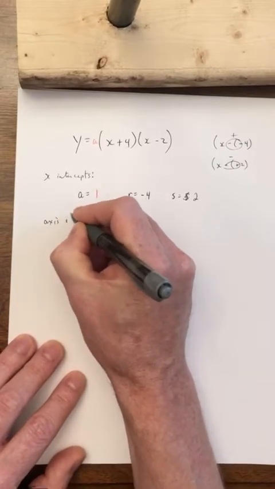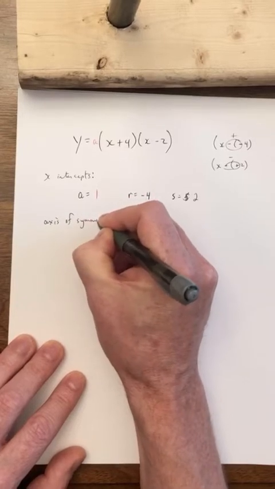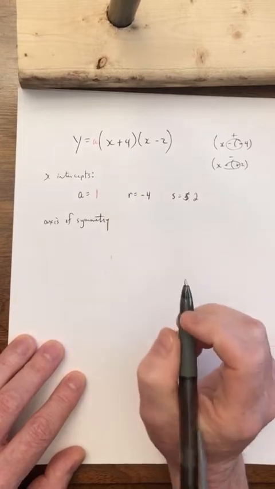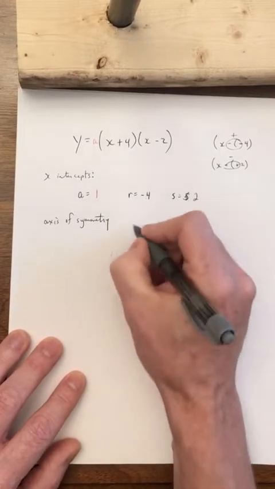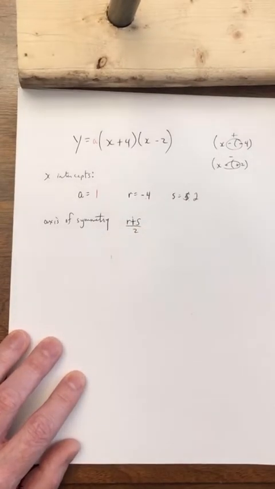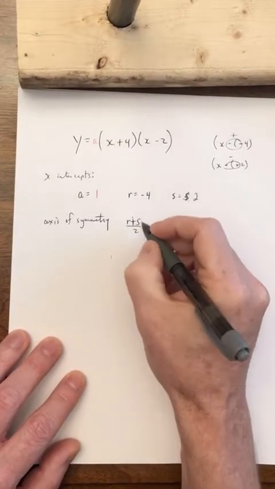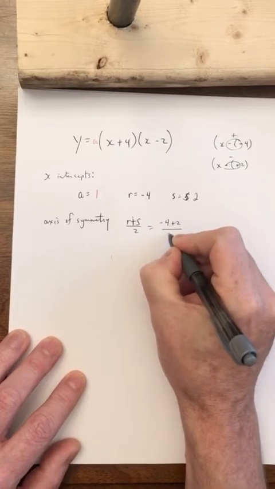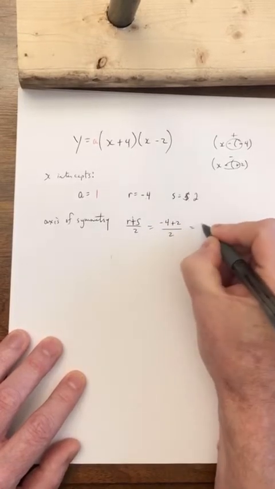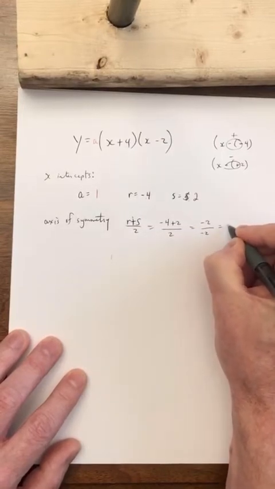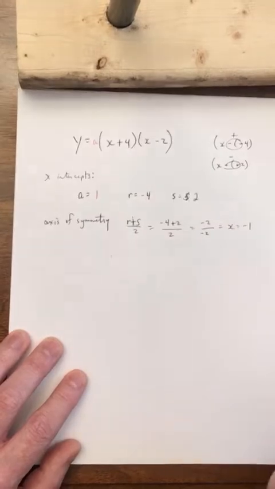We also want our axis of symmetry, and that's going to be halfway between these two. Using our formula, R plus S divided by 2, so we're just finding the average of those two. So equals -4 plus 2 divided by 2, which equals -2 over 2, which equals -1.